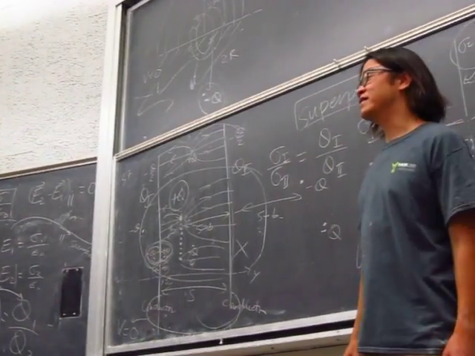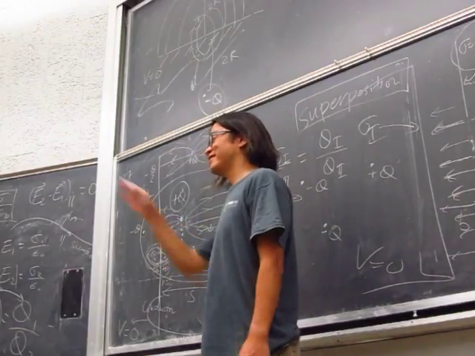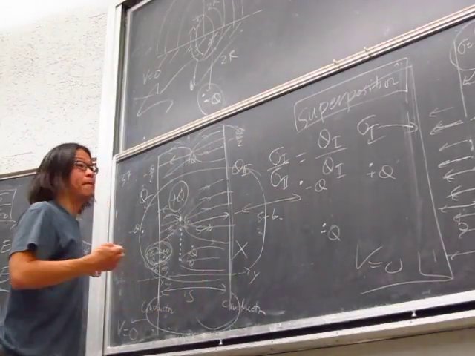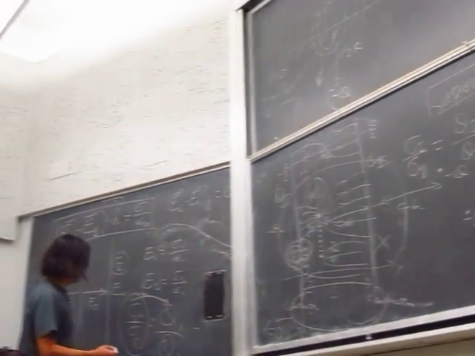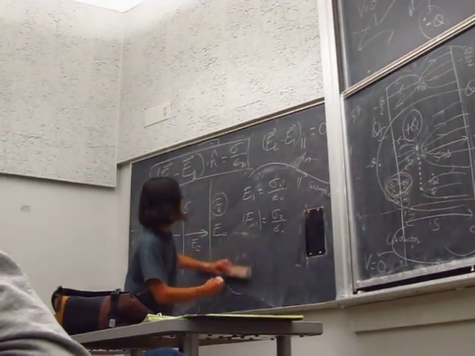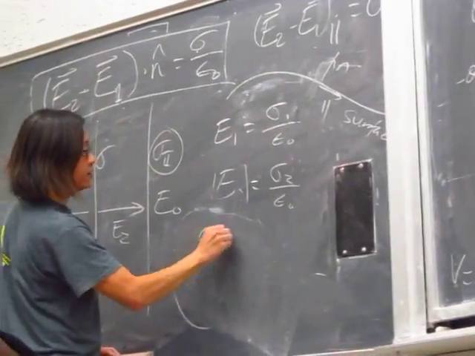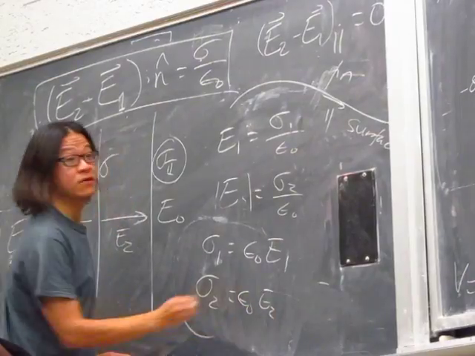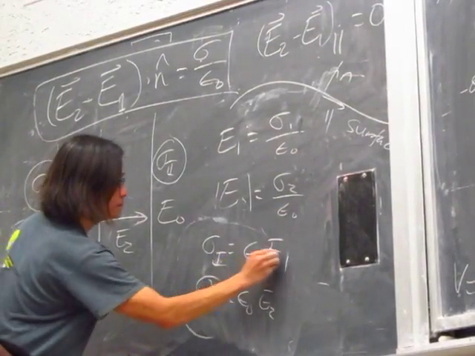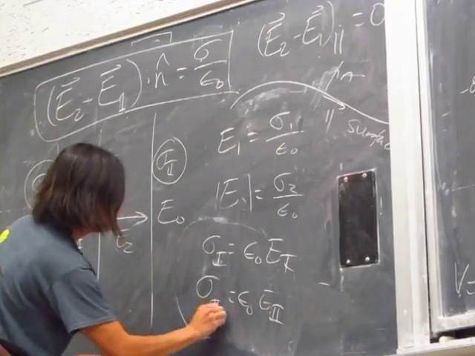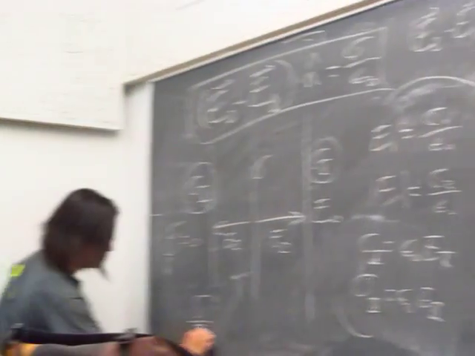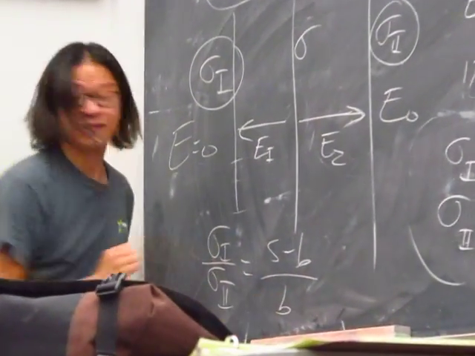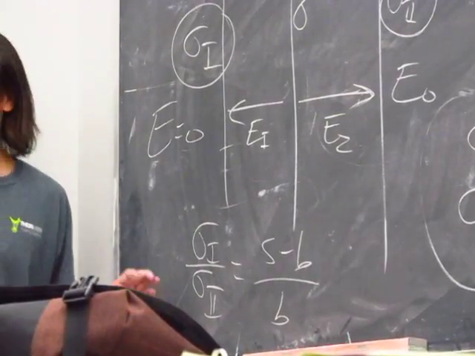Oh, okay. So are you saying that statement over there is equivalent to this statement? And E1 over E2 is equal to S minus B? No, meaning that sigma 1 is equal to epsilon naught E1, sigma 2 is equal to epsilon naught E2, right? Therefore, sigma 1 over sigma 2 is equal to S minus B over B. Correct. And basically solving this is complete.